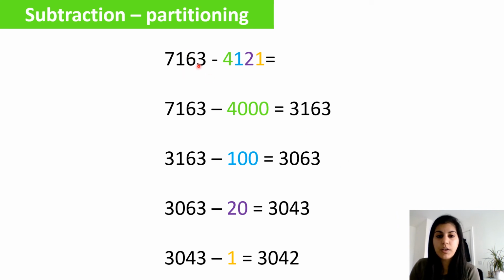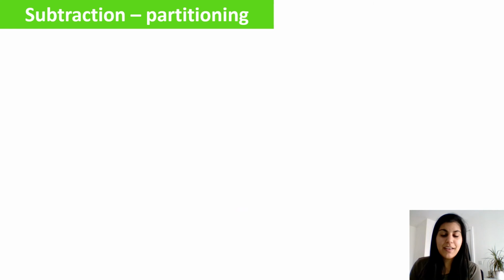So 7,163 take away 4,121 is 3,042. Are you ready to have your own turn? So on this slide, I want you to see if you can complete the subtraction using the partitioning strategy.